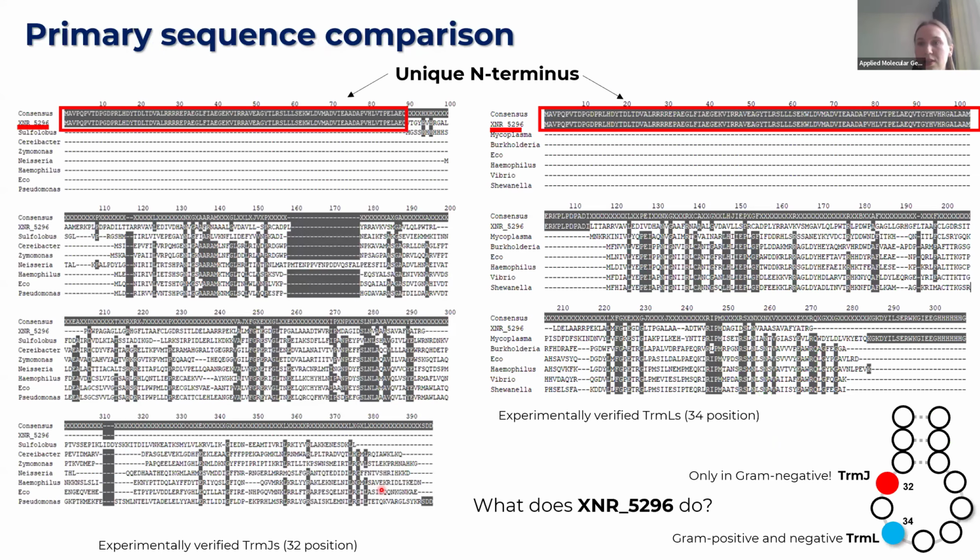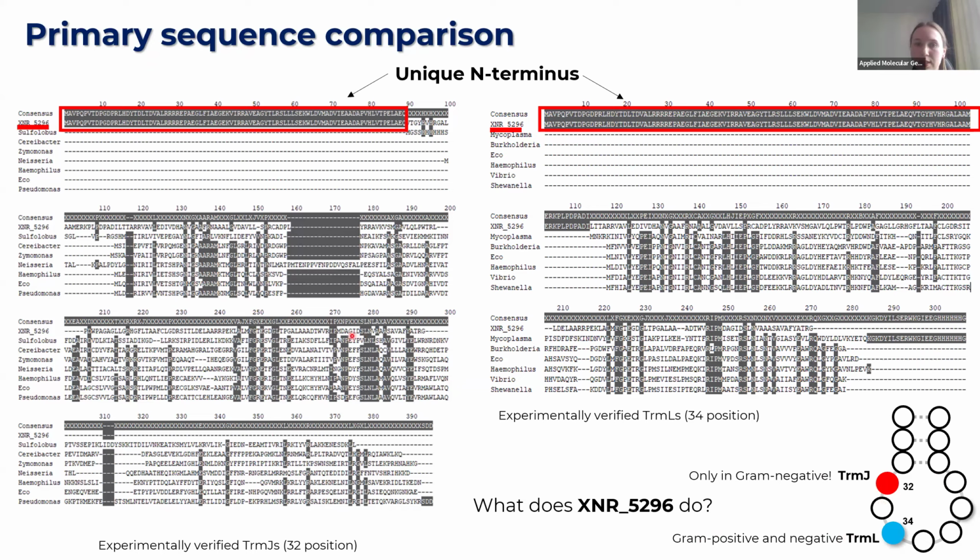Okay, so for context, there are two positions of the tRNA where methylated ribose occurs: the 34th position, as I told you in previous slides, and the 32nd position. Methylation in these two positions is performed by two different enzymes, and our protein of interest is similar but not identical to either of them. In gram-positive bacteria, to which Streptomyces albidoflavus belongs, there is only the TrmL enzyme, and in gram-negative bacteria, like E. coli, there are TrmL and TrmJ.